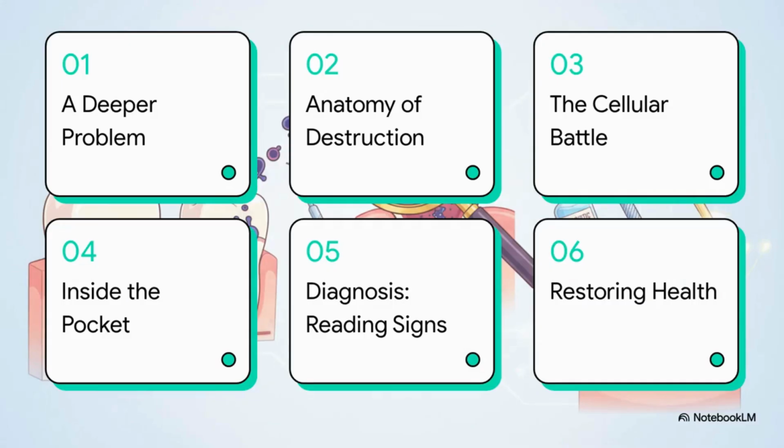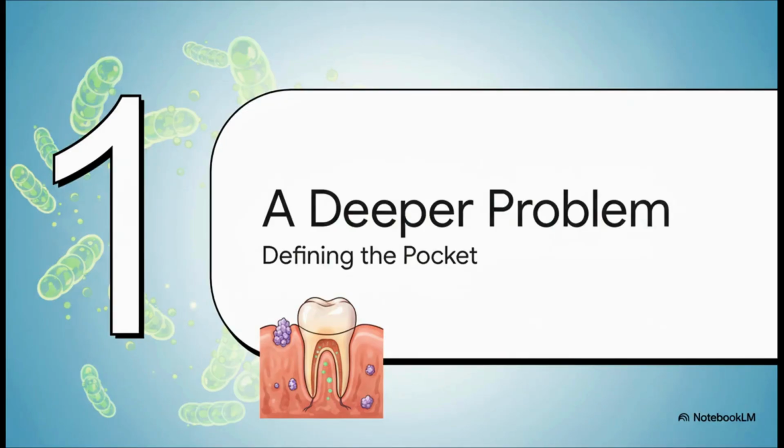All right, here's our game plan for this explainer. We're going to start by defining the problem. Then we'll zoom way in to see the anatomy of the damage. We'll witness the actual cellular battle that creates it. And then we'll inspect the aftermath. And finally, we'll zoom back out to see how clinicians read these signs and what we can actually do to restore health. First up, let's get on the same page.